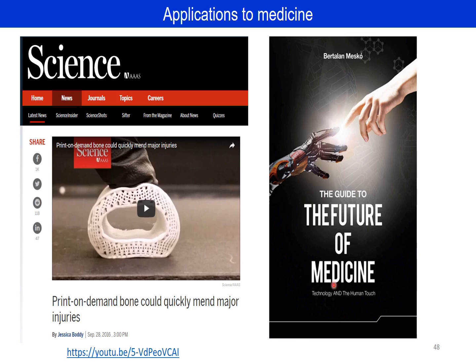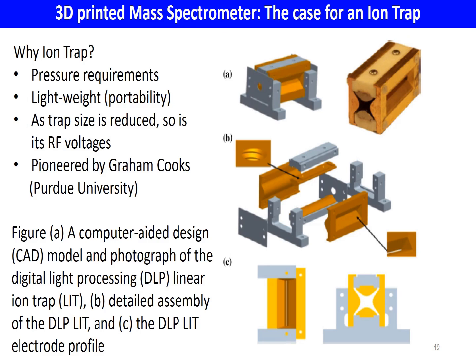One can print mass spectrometers now, 3D print them, and I'm going to make the case for an ion trap. I'm not going to get into much detail, but all of this has been 3D printed. The pressure requirements are important for those in the know, but it's lightweight for portability. As trap size is reduced, an ion trap, as the name implies, traps ions, and the whole work is being pioneered by Graham Cooks of Purdue University. It has all been published, and he will provide STL files to interested users. So you may want to contact him.